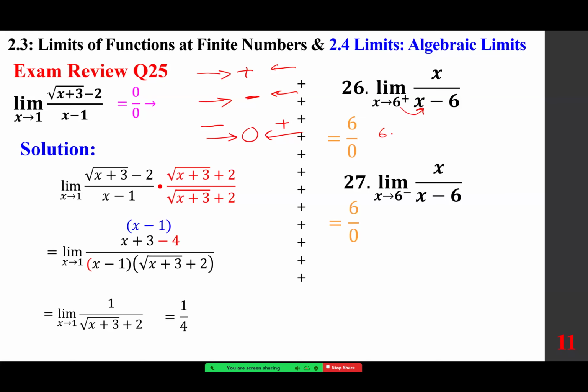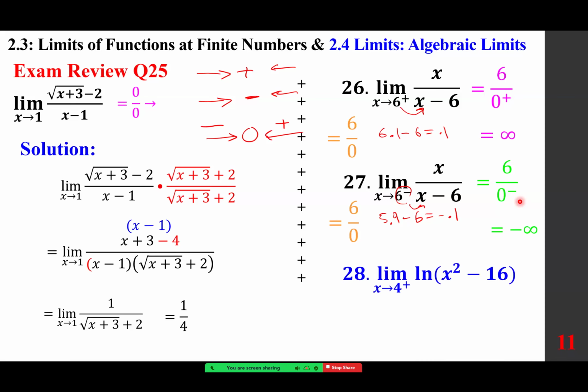If you put 6 from the right, for example 7, 8, 9, or better yet, 6.1 minus 6, that gives you positive 0.1. So this is 6 over 0 from the right. Whereas here, 6 from the left, like 5, so 5.9 minus 6 is minus 0.1. So this is 6 over 0 from the left. Both of them are infinity, but this is positive infinity, this is negative infinity. So that's why you want to know 0 from the left versus right.